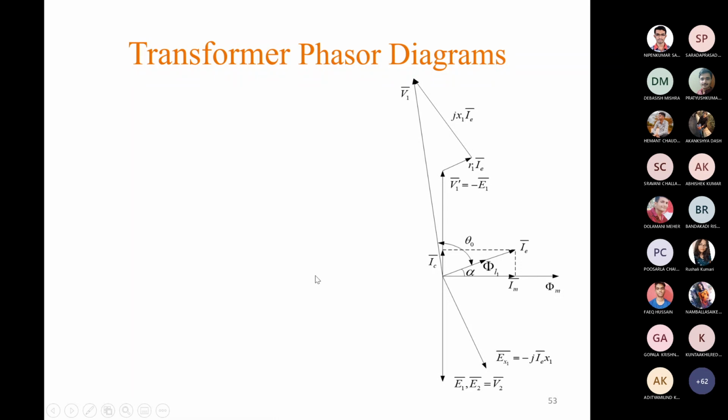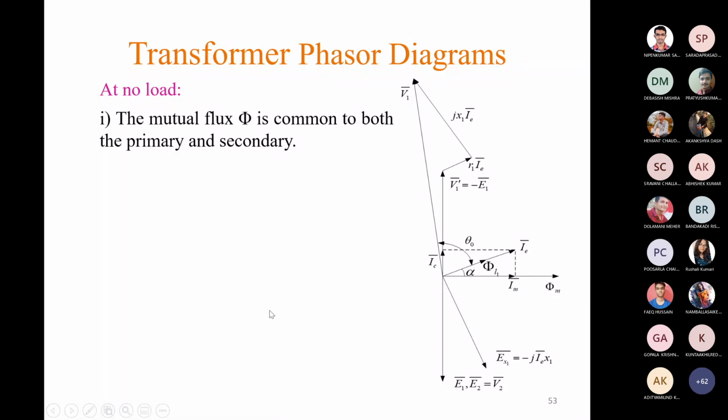Okay, so let us consider the practical transformer phasor diagram at no load condition first. This phasor diagram is of a practical transformer which will have those imperfections except the non-linearity of the magnetization curve. Okay, so first of all, how to draw the phasor diagram?